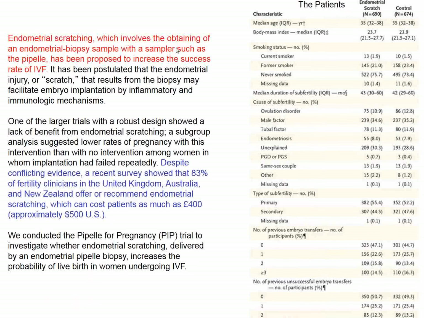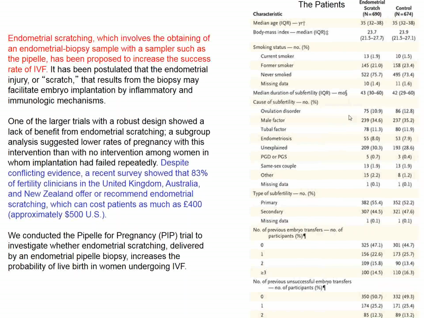So again, this procedure involves obtaining an endometrial sample. This is actually a biopsy pipette that's used for this technique of scratching. So here are the patients, 690 in the scratched group compared to 674 in the control group. And we can look at the causes of their subfertility and the type of subfertility that they had, and previous attempts at embryo transfer, and whether or not they smoked, and these kinds of things.